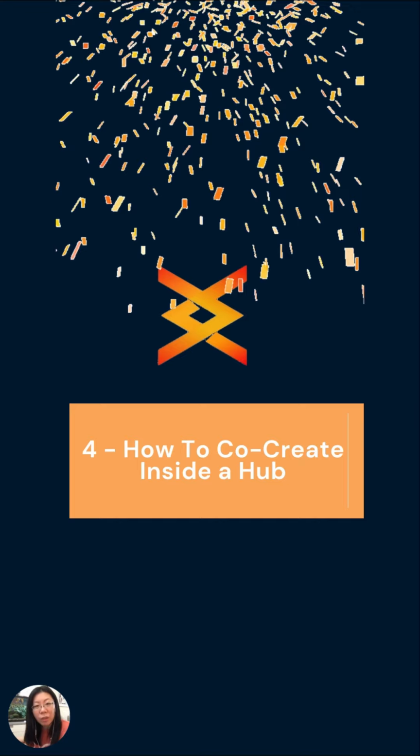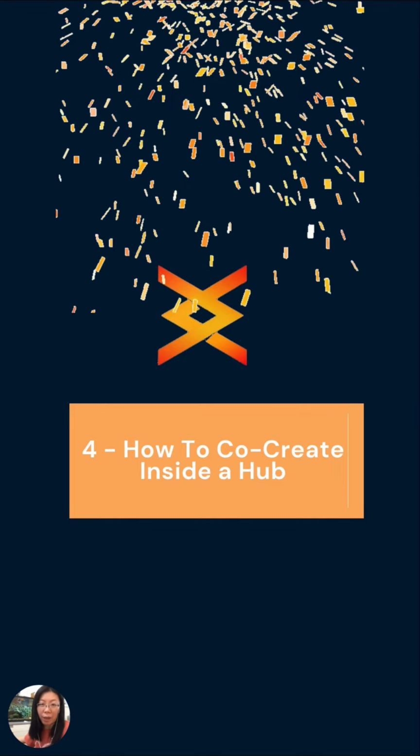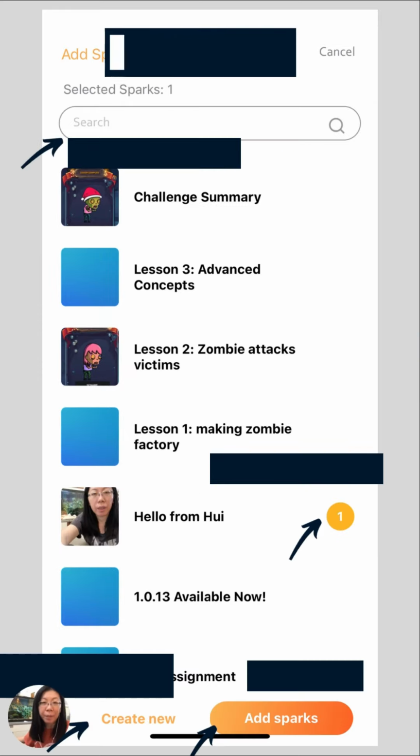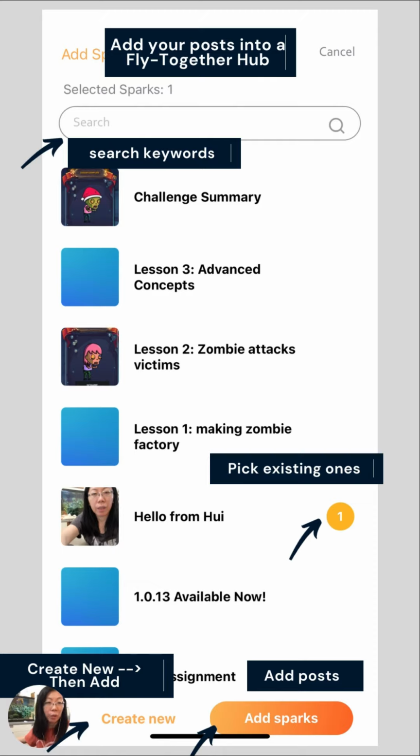And last, we're going to share with you how to co-create inside of a hub. Co-creation means you invite others, you empower others to be players, so others can co-organize content together. Down the road, we will add more functionality to empower both hosts and players. Here you can co-organize the sections, and as a beginning, you can co-organize the posts. This feature is only available if you choose a Fly Together hub.